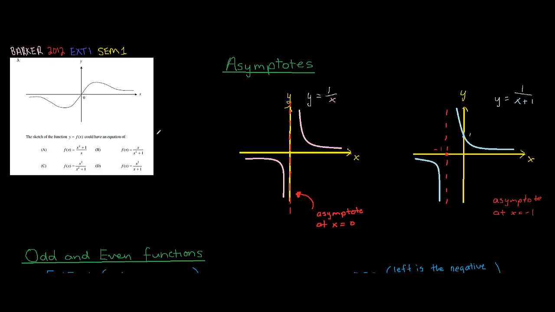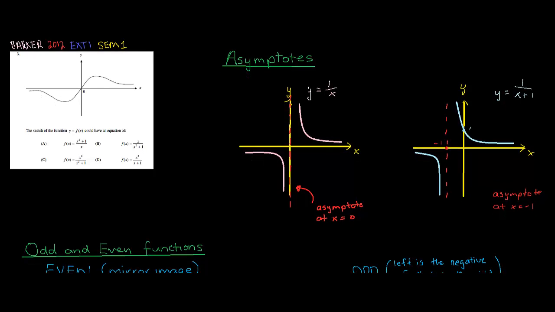So what I'm going to do is read out the question, and then explain these concepts about asymptotes and odd and even functions separately. And then as we go, I'm going to talk about how they relate to the question, and we're going to be able to cross out a few answers as we go using our knowledge.